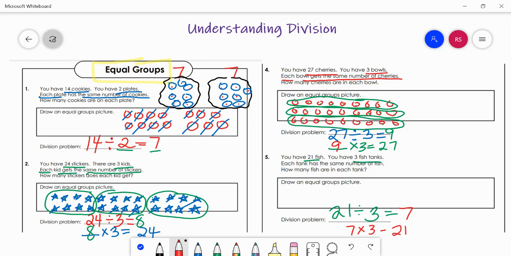So we know that the opposite of division is multiplication. So we could always use that to help us when understanding division.